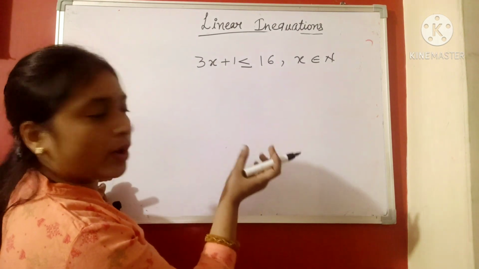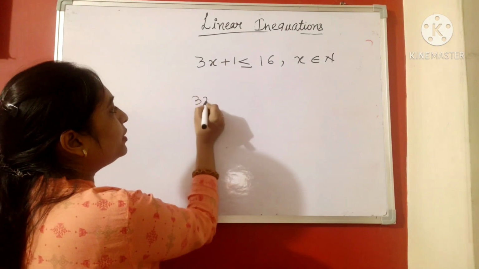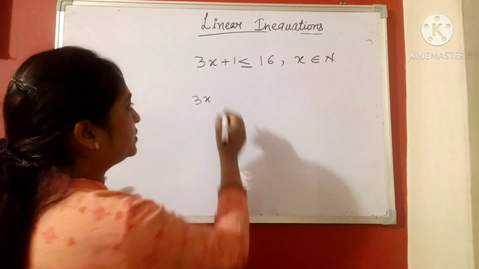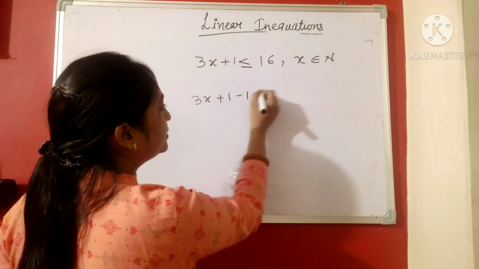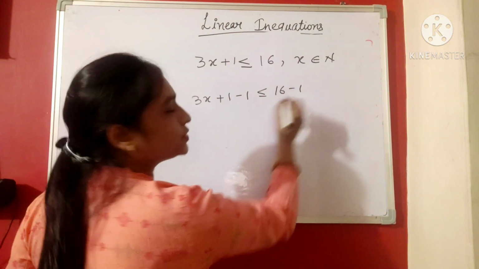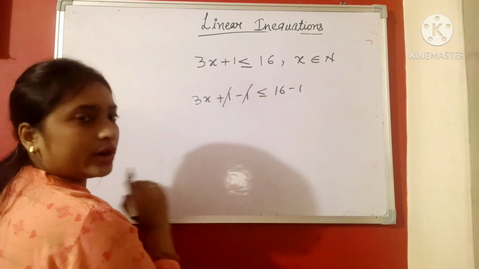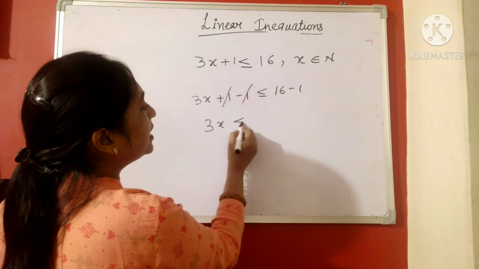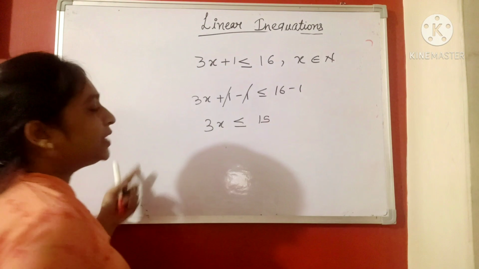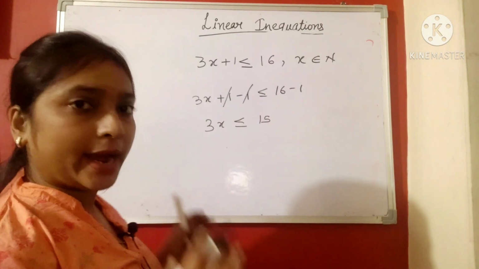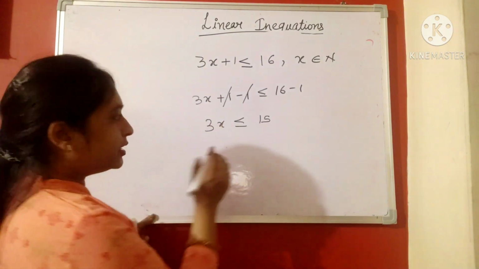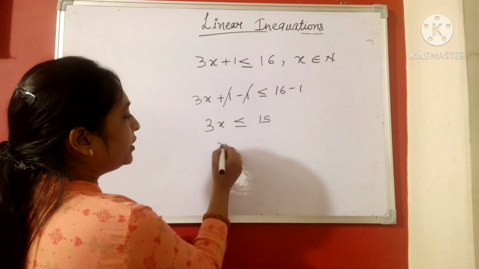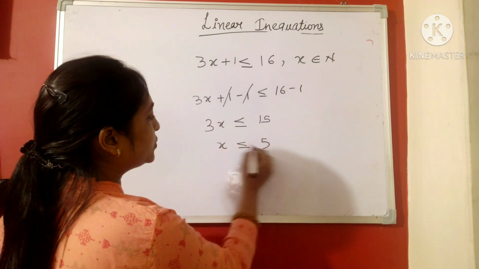First remove this 1 which is extra. So how to remove? Subtract 1 both sides. So this is plus 1 minus 1 and 16 minus 1. Fine. Here 1 and 1 got cancelled. It will be 3x less than equals to 15. Now both sides we have to divide by 3 so that x is alone over here. So divide by 3. So x is less than equals to 5.